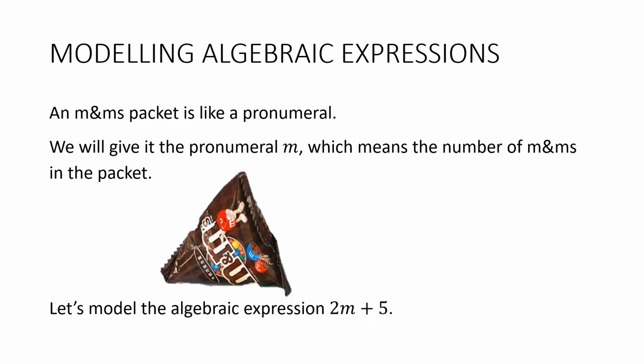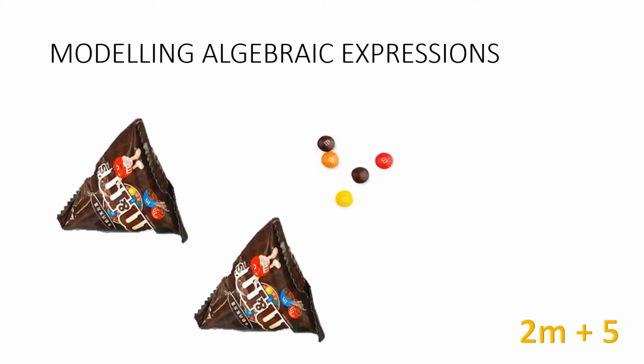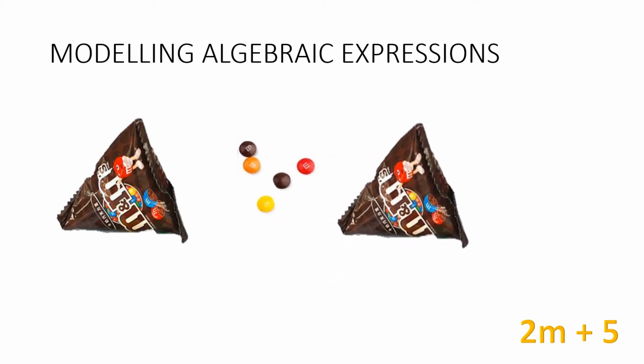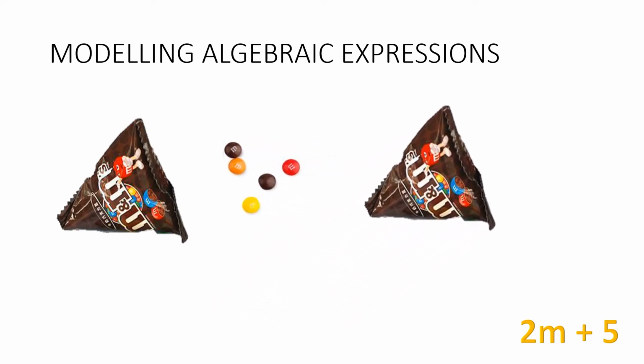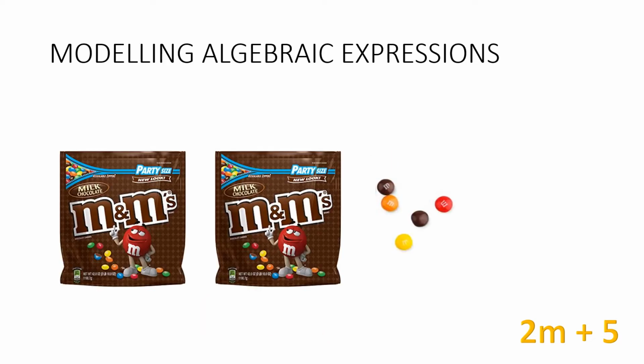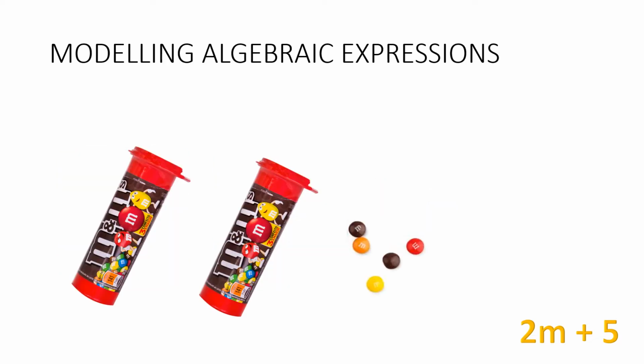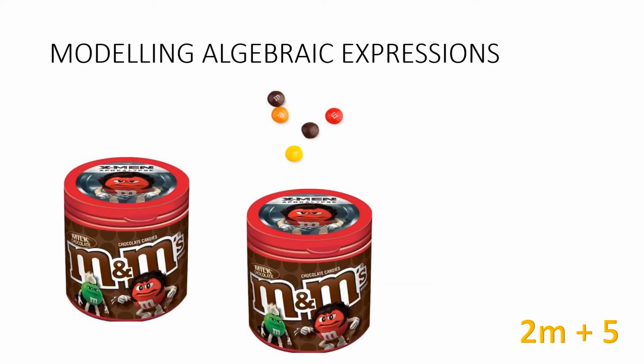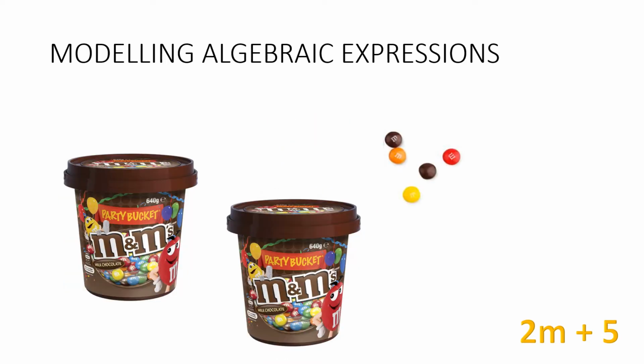Now let's have a look at how we might model the algebraic expression 2m plus 5. Here it is, but it could equally be this, because remember, we can move terms around. Now the thing is, we don't know how many M&Ms are in each packet. So 2m plus 5 could look like this, but it can also look like this. But this would be a different value for m. 2m plus 5 could also look like this, or this, or this, or even this.